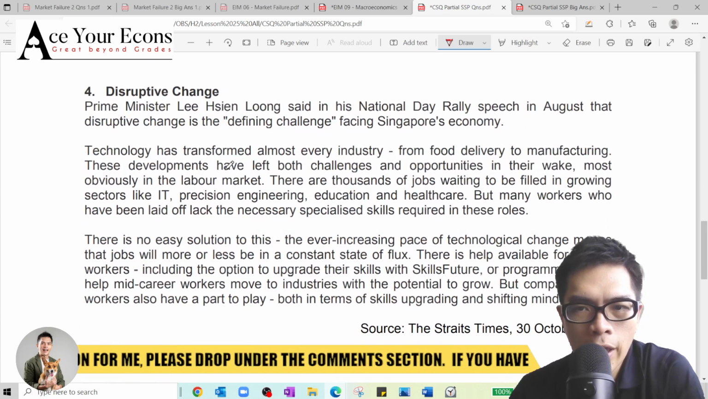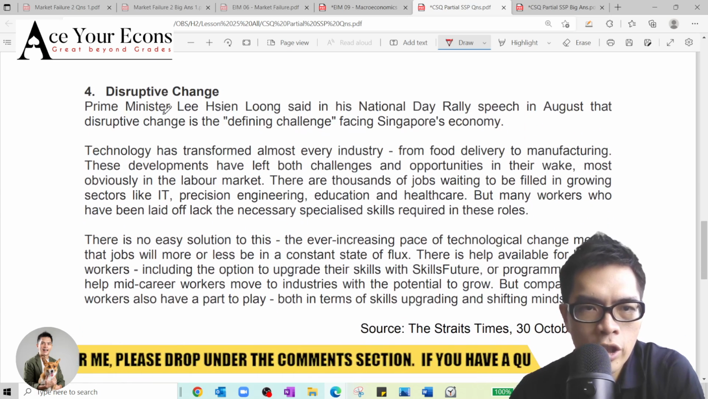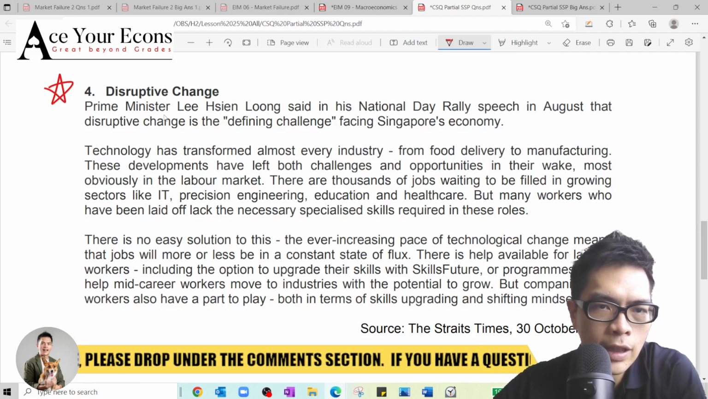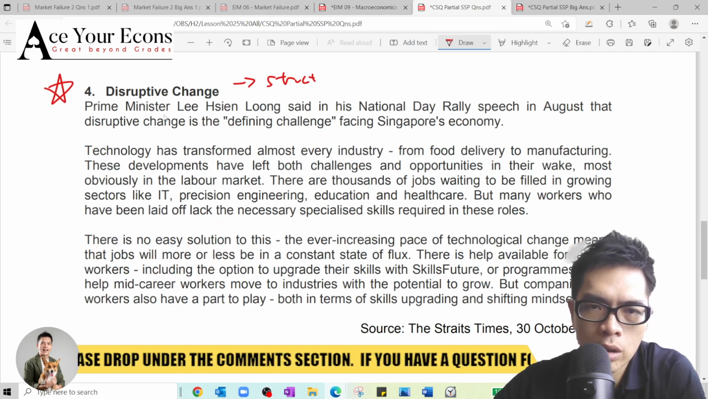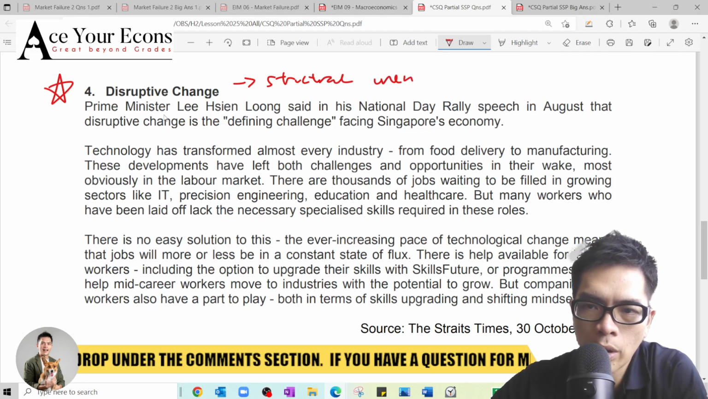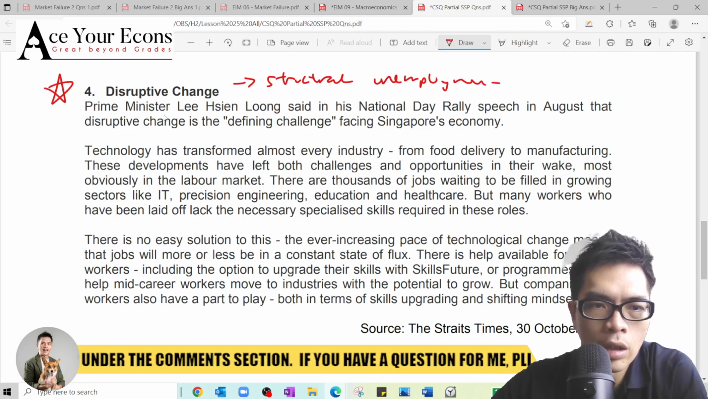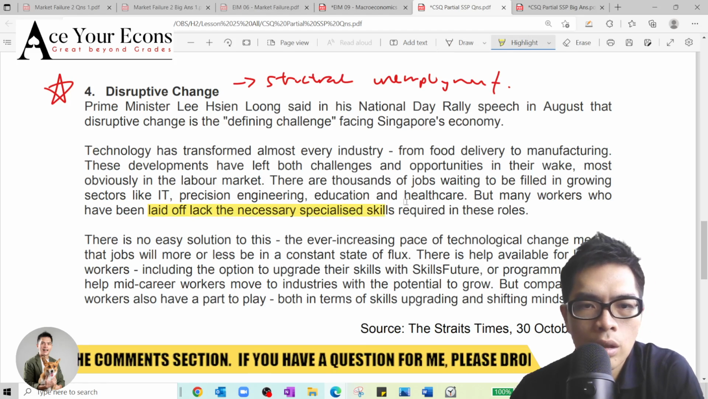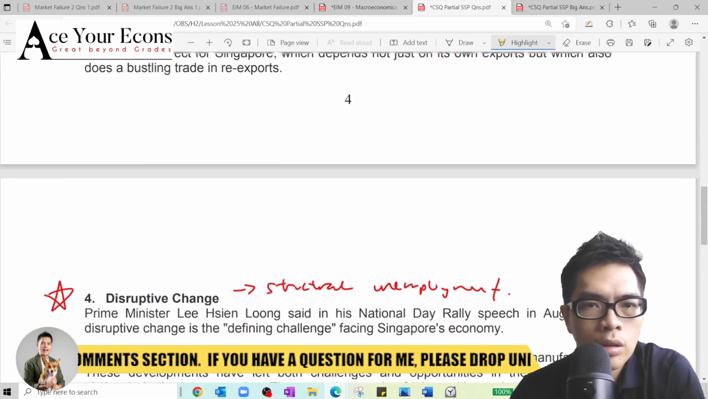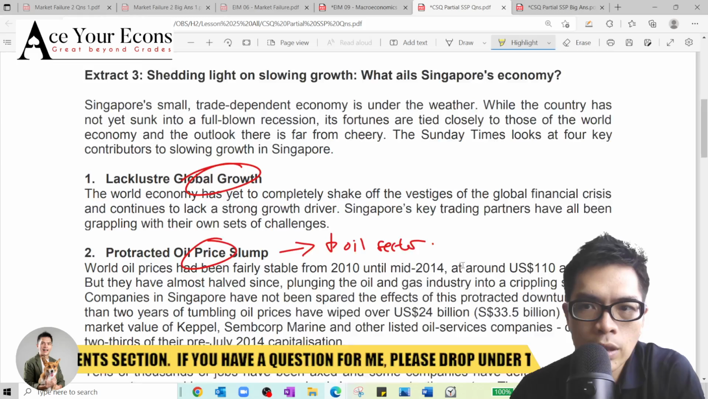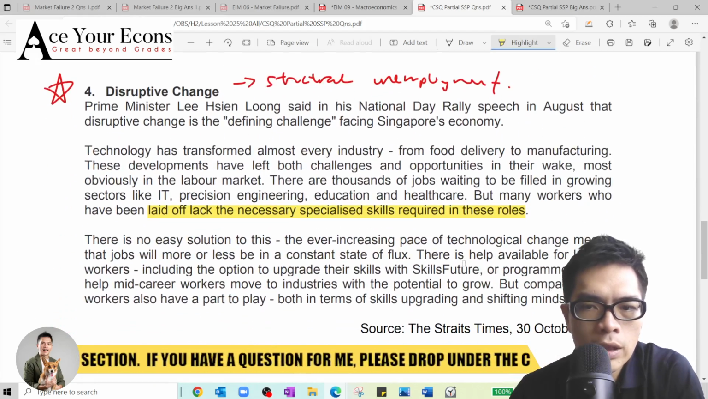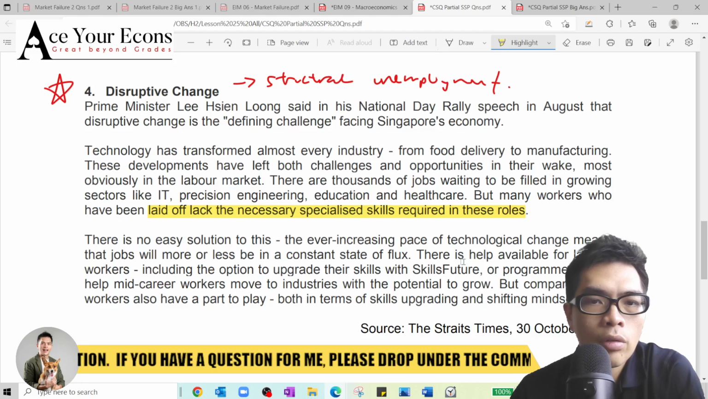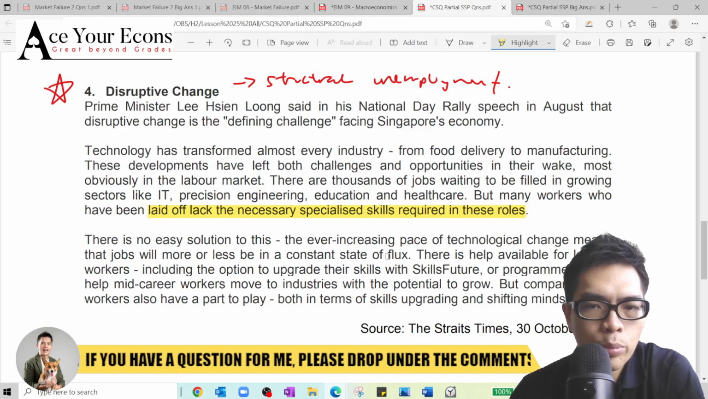And the fourth one that I've mentioned earlier, about disruptive change, is the part where you have to suspect that there is structural unemployment. Very important to relate this. How do we know that? You see this? It's all about being sensitive to keywords. So these are the two main kinds of problem present in the extract.